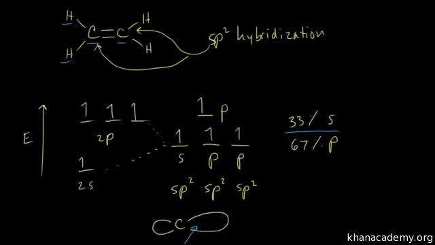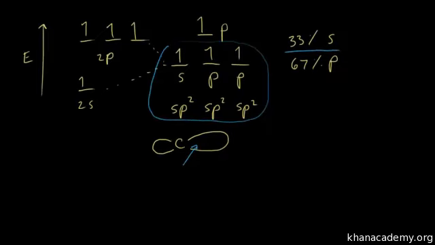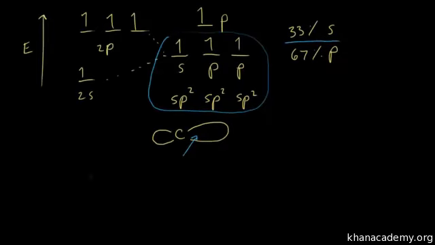So each carbon in ethene is going to have 3 sp2 hybridized orbitals. Each orbital is going to contain 1 valence electron. So let's see if we can draw that. We're going to try to show the ethene molecule, and I'll start with the carbon on the left here, and it's sp2 hybridized, so it has 3 sp2 hybrid orbitals.